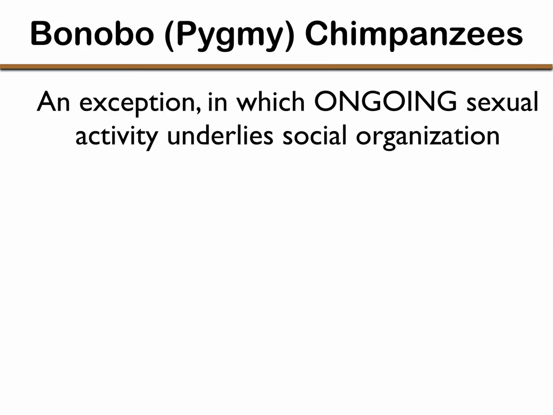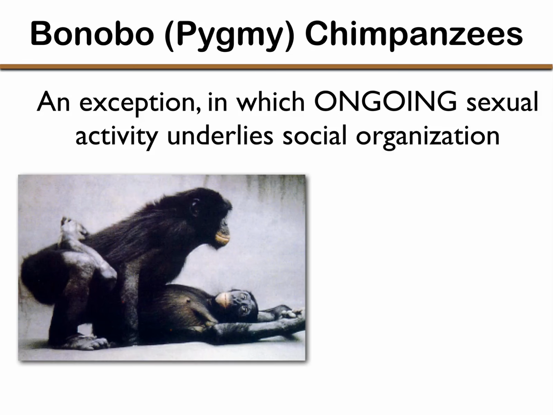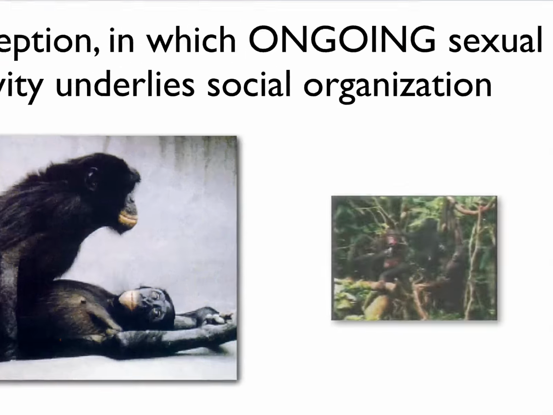By the way, there is one group of animals, the bonobo, formerly called the pygmy chimpanzees, now really bonobo is the common term, where there is ongoing sexual activity, but it's not necessarily reproductive. It's sort of the way they just are social with one another. And it doesn't matter very much if it's two males, two females, whatever.